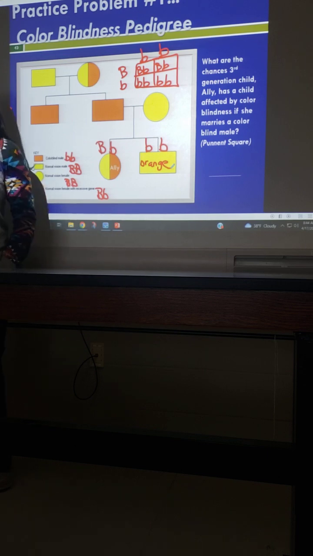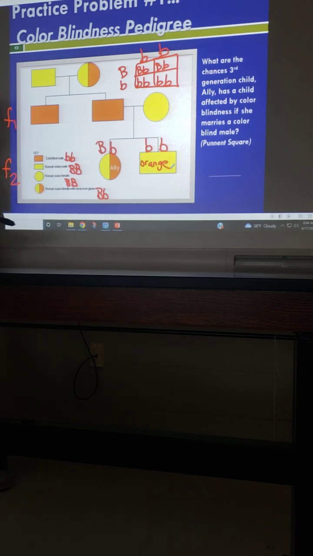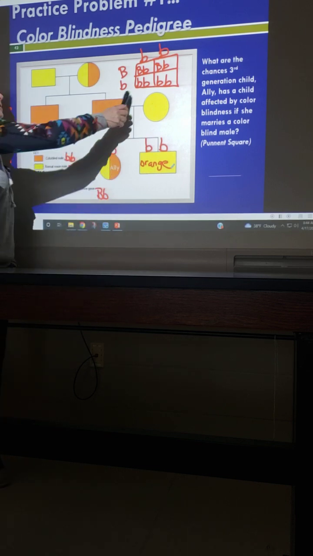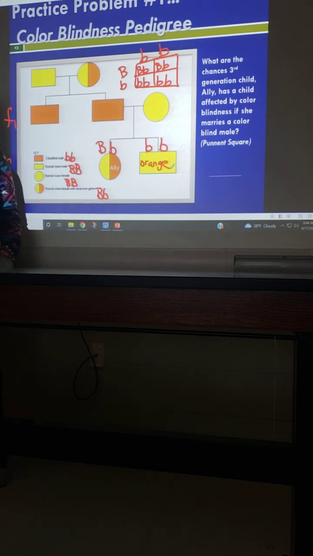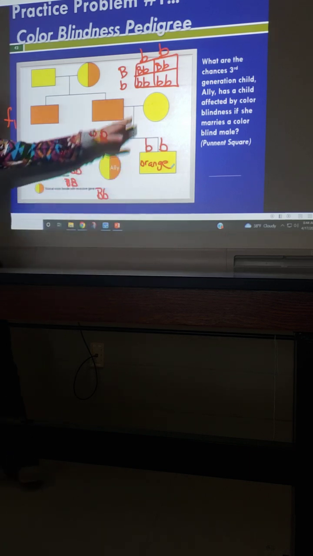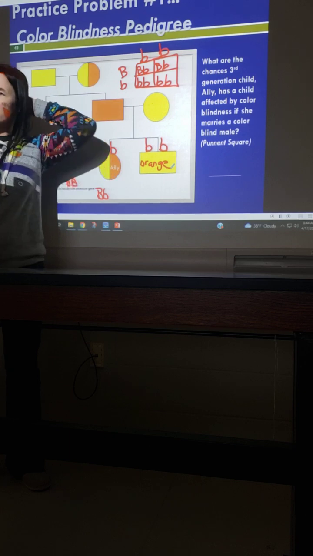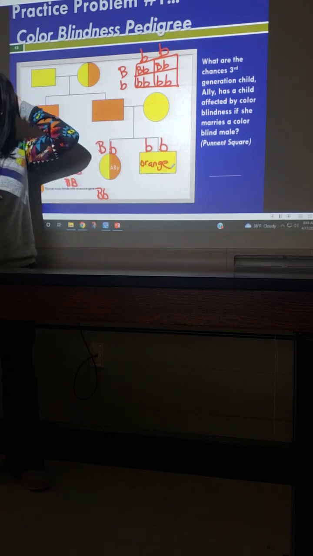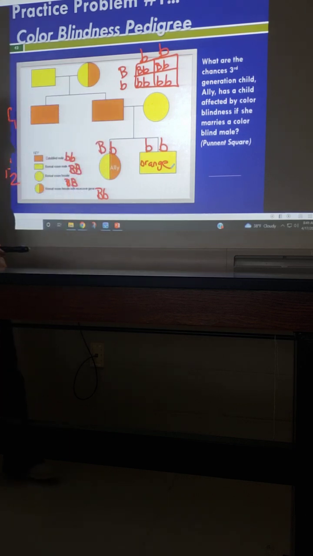All right, so back to the percentages. Sarah told us that the offspring to show color blindness as the phenotype would have to have a genotype that is homozygous recessive. How many homozygous recessives out of 4 do you see there? What do you see, Haley? How many homozygous recessives do you see? 2. So 2 out of 4 is going to be 50%, right?